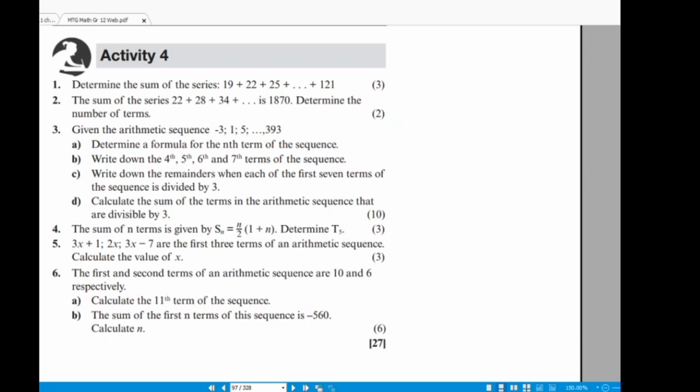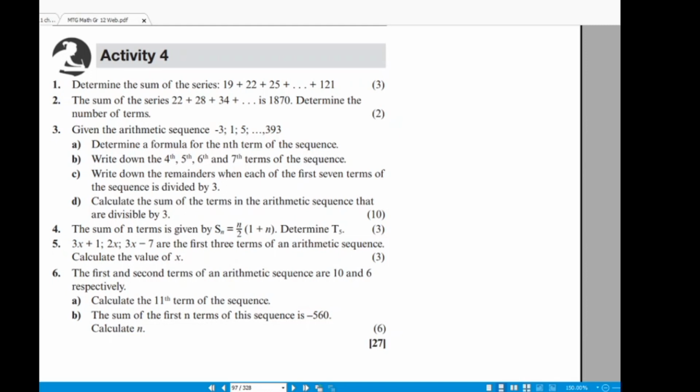In this video I will discuss the solutions to Activity 4, which I sent as homework or an exercise in the group. Except that we wasted time, so let's start with the questions. Activity 4, Question 1: determine the sum of the series 19 plus 22 plus 25 plus all the way to 121, right?